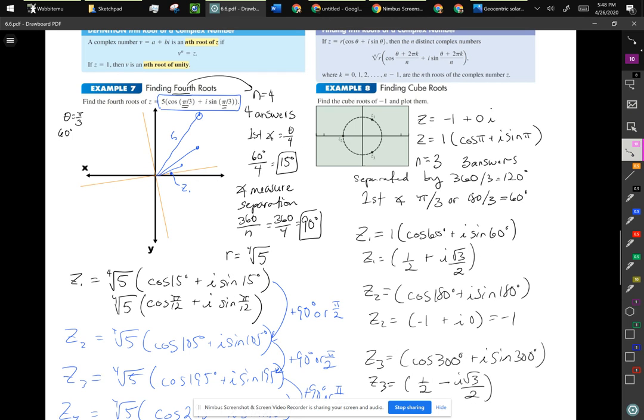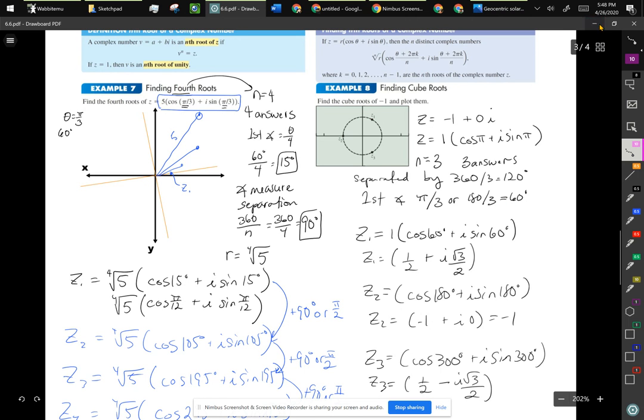300 degrees, I'm going to cheat and say 300 is the same as -60. -60 times 3, -60, -120, -180. Well, again, that ends up at -1. So just to get that point across.